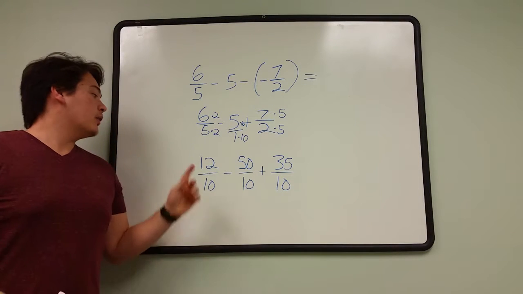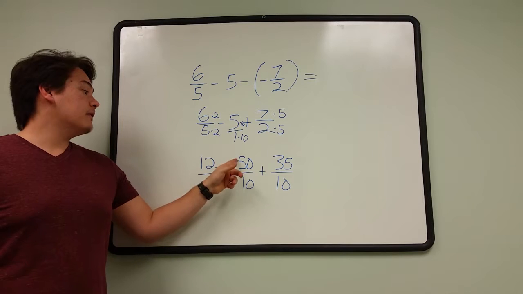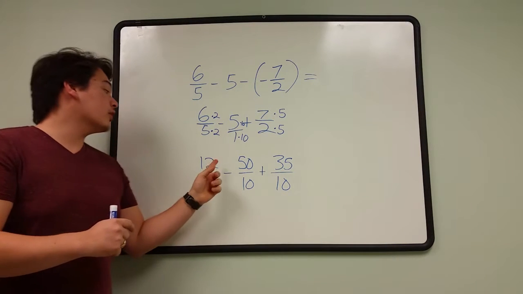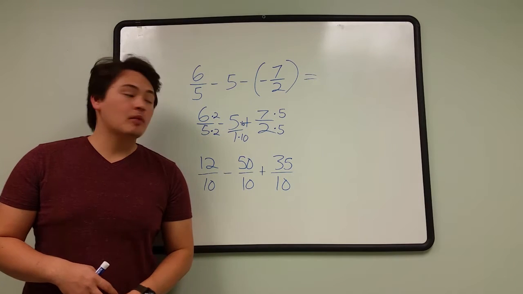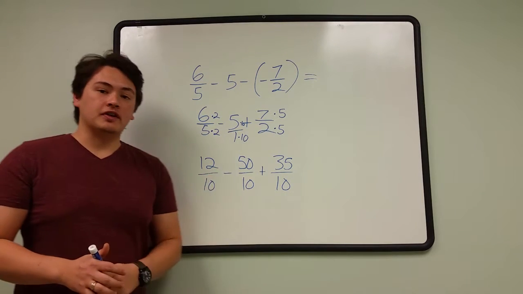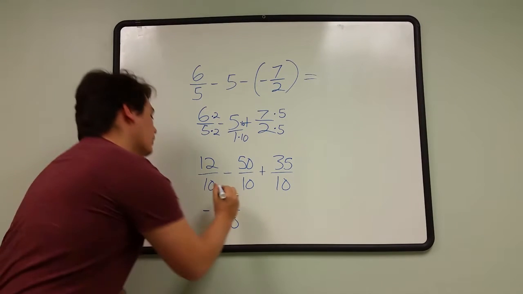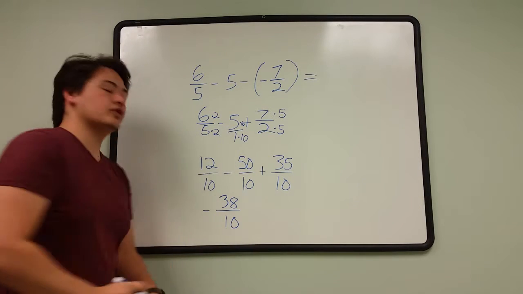So in this case, we have a positive 12 over 10 and a negative 50 over 10. So when we are combining these terms, they're going to subtract from one another and take on the sign of the bigger number, which in this case is 50. So 12 minus 50 is going to give us a negative 38 over 10.